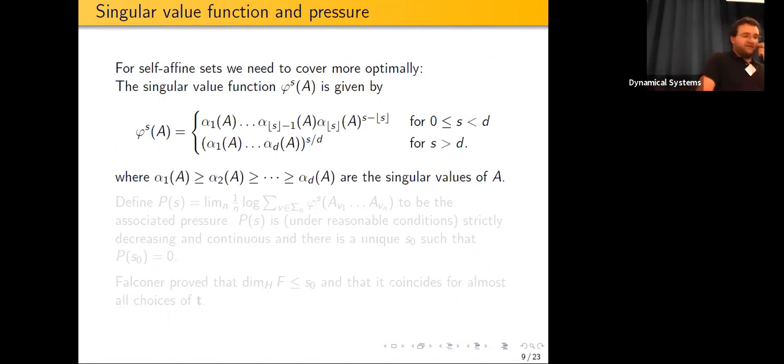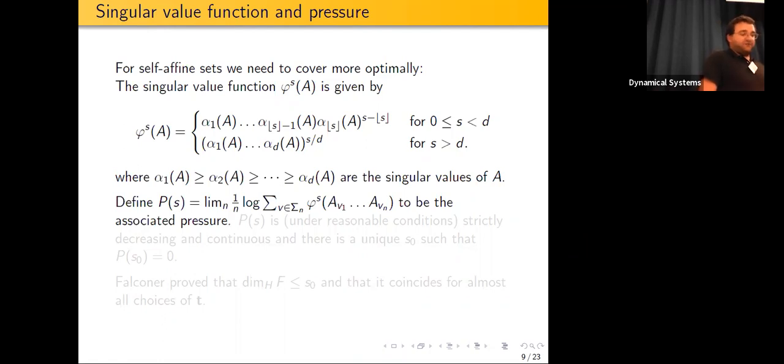And this singular value function tries to encapsulate what is the best way of covering it, depending on your exponent. I don't expect you to remember this if you haven't seen this before, but there is a formula for it. In a minute, I'll try to explain it more in 2 dimensions, where it maybe is a bit more obvious what is happening. What you do with this singular value function, it measures, in a way, the best way of covering your self-affine set.